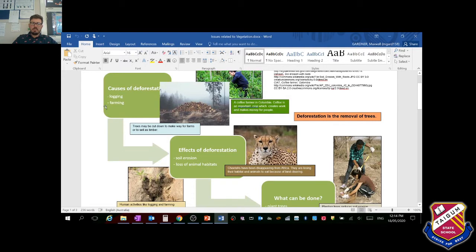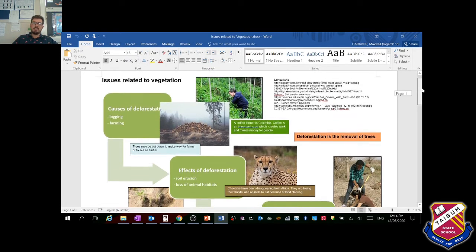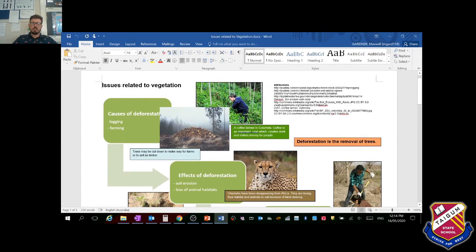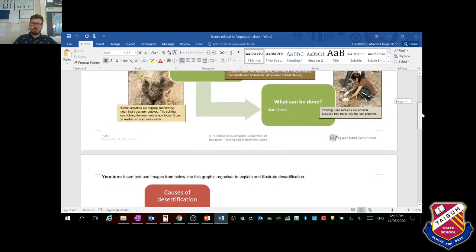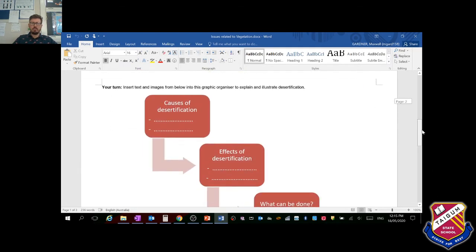So they've written dot points in the boxes. Then what they've done is they've put pictures around the causes, pictures around the effects, and pictures around what can be done that all relate to what's in the box. Then they've put little captions and descriptions around as well. So your turn is to look at desertification.